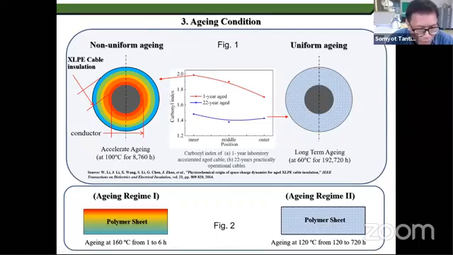So for aging regime 1, I use aging at 160 degrees Celsius from 1 to 6 hours. And for the uniform aging, I create the aging at 120 degrees Celsius from 120 to 720 hours. And then I will show how to prove the uniform aging and non-uniform aging.